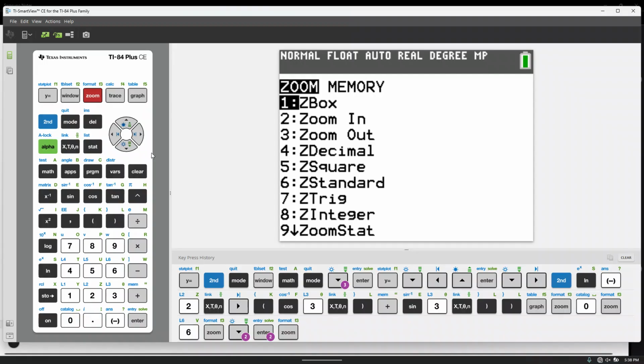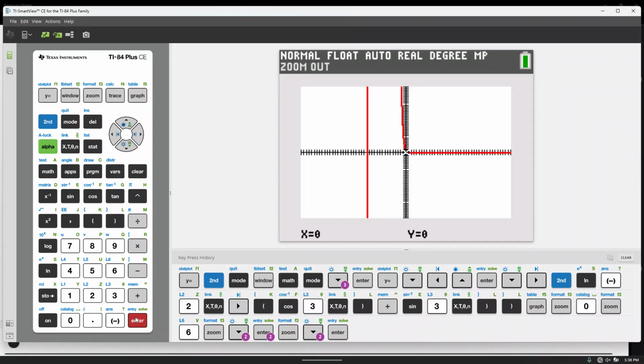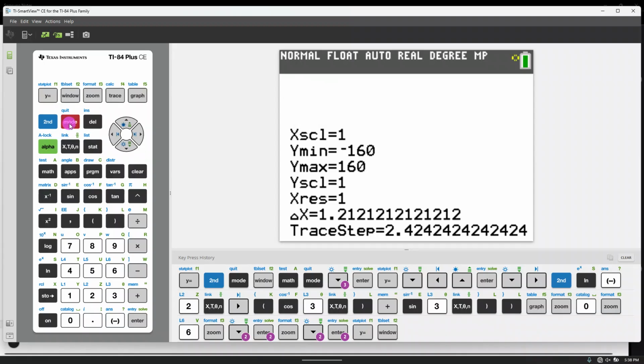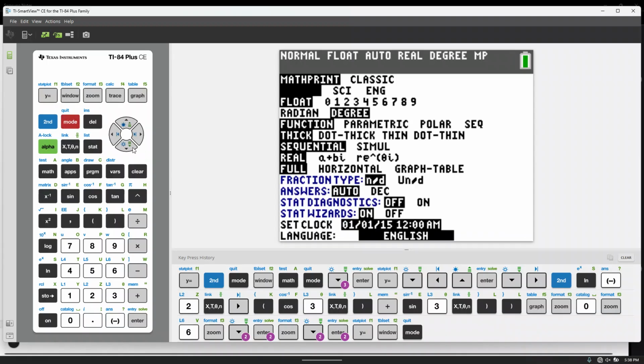Even more zoom out. No, this is not working the way I want it to work. Cosine 3x, sine 3x. Okay. Oh, you're right. Mode or window. Thank you. Mode. Oh, it's in degree, that's why. Thank you. This should be in radians.